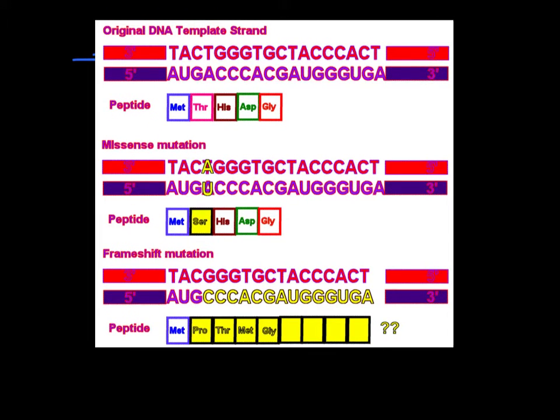Okay, so we have AUG, ACC, CAC, GAU, GGG, UGA. Okay, UGA is our stop codon, so we don't code for that. If I had a missense mutation, a missense means I change a letter in some way, shape, or form, right? Like I read the code and I'm dyslexic or I make a mistake, right? I'm not changing anything except for a letter. So here is our missense.